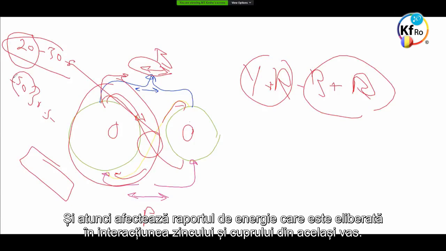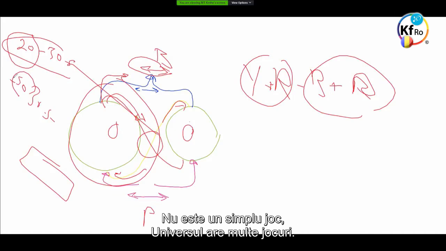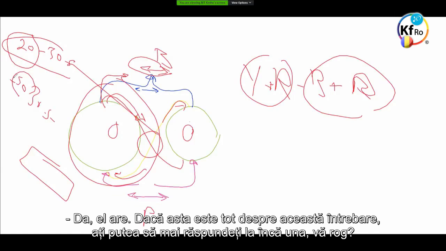And then that affects the ratio of the energy which is released in the interaction of the zinc and copper in the same container. Then you decide how much you feel good, you feel bad, and how you want to control the atomic mass. It's not a simple game. Universe has many games in this thing. Yes, it does.